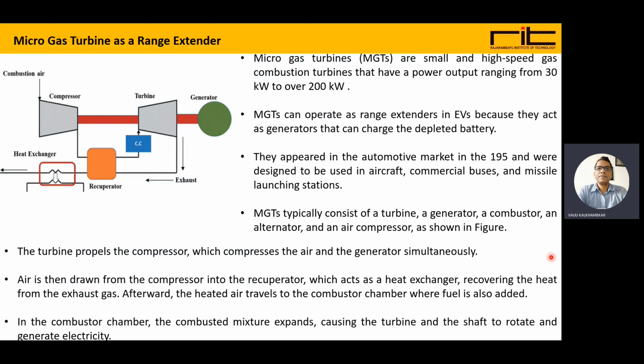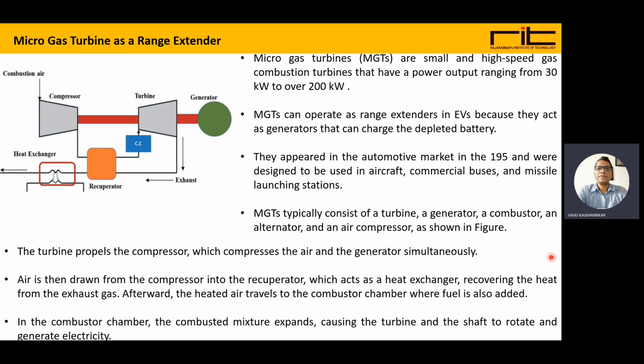Another type of range extender is the micro gas turbine as a range extender. A micro gas turbine is a small and high-speed gas combustion turbine that has power output ranging from 30 kilowatt to 200 kilowatt. They can operate as range extenders in electric vehicles because they act as generators that can charge the depleted battery. They appear in the automotive market at a very early stage and were designed for aircraft, commercial buses, and missile launching stations.